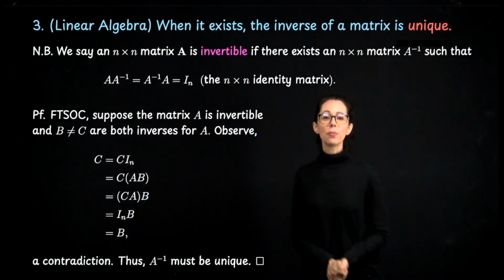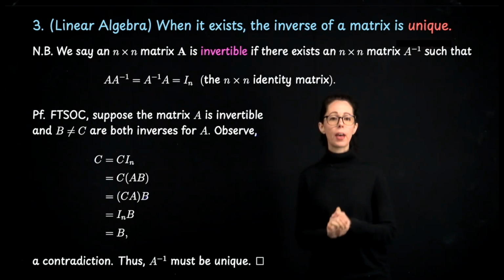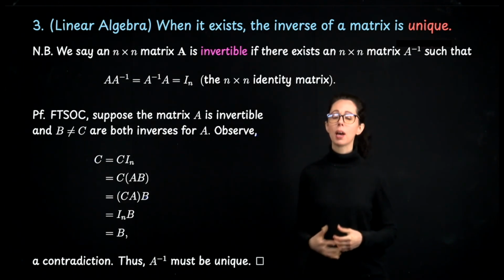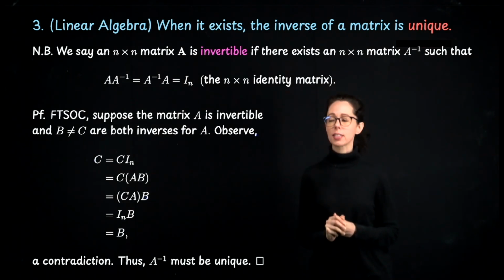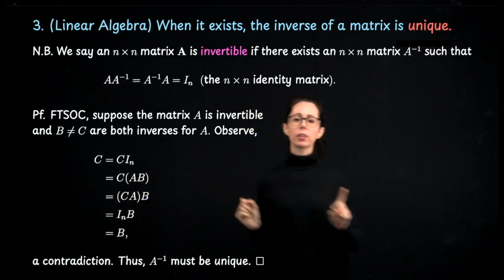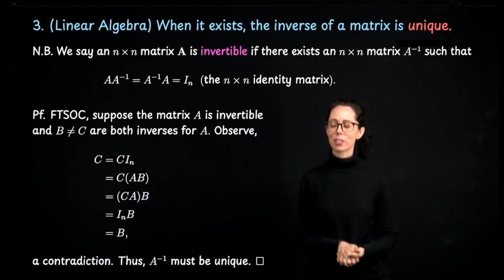All right, here's the proof. So for the sake of contradiction, suppose that A is invertible, that's P, but B and C, which are not the same, are both inverses for A, so that's not Q. And then I basically just put my scrap work here, but you'll notice that I was a little bit more careful with my matrix operations. I don't really want to cross out matrices.